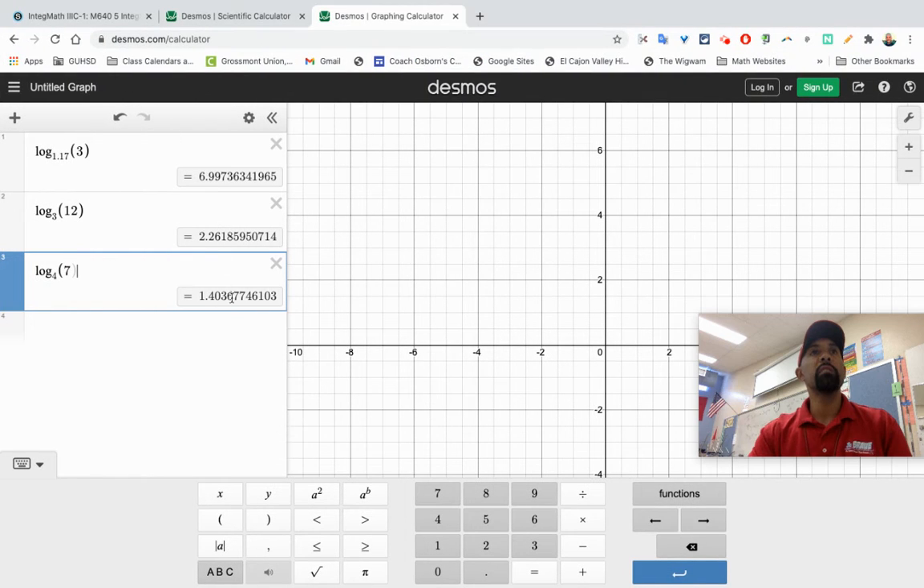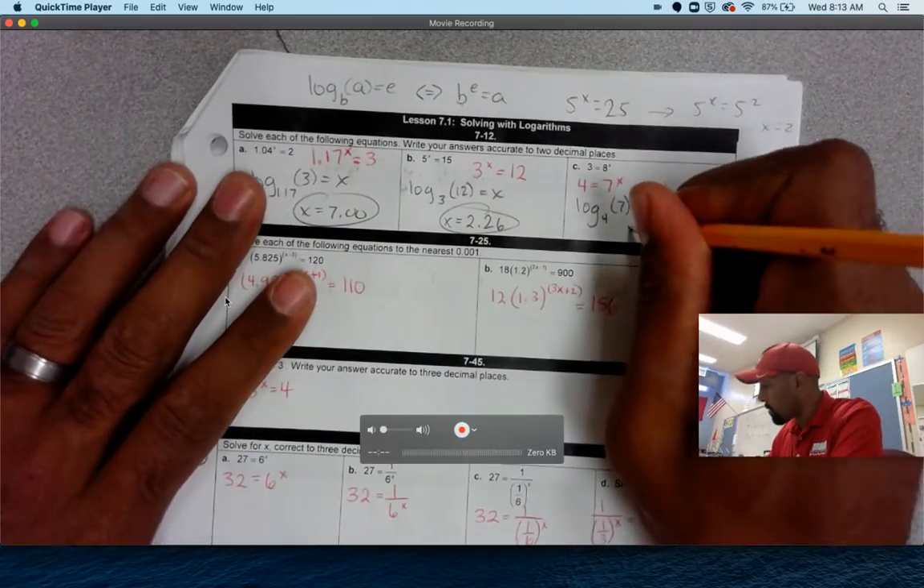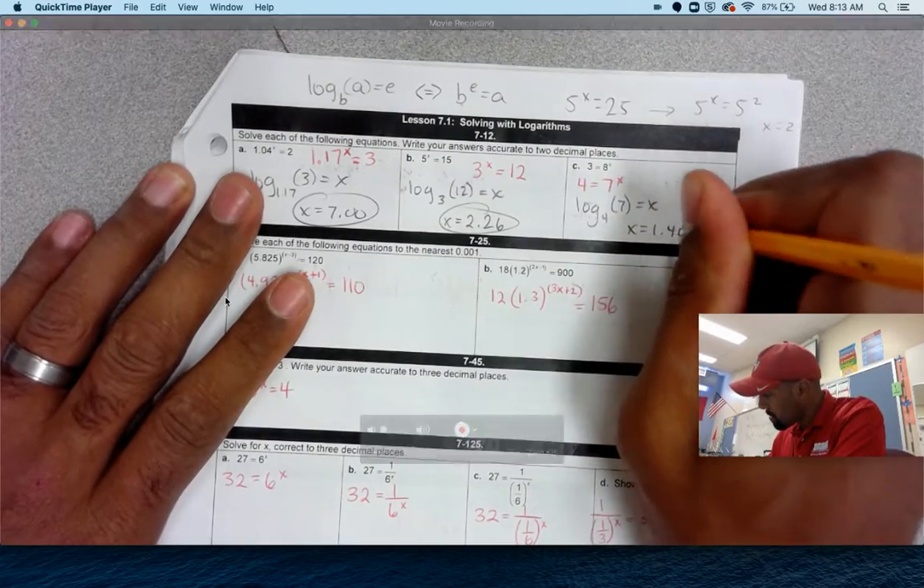Okay, and then the last one here, we're going to round to the 0 spot, so the 3 will not round that up, so it'll be 1.40.